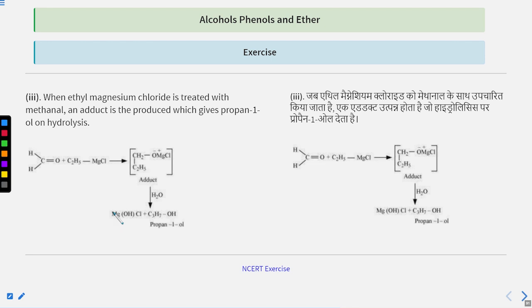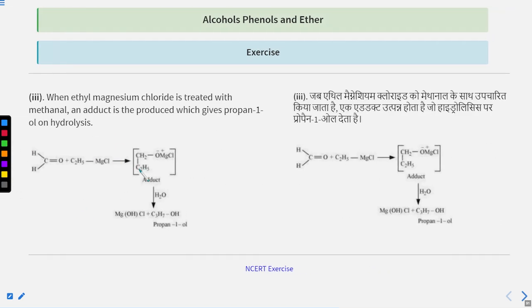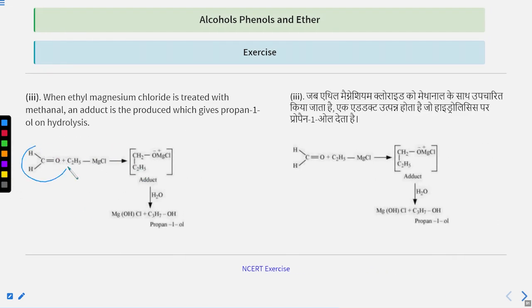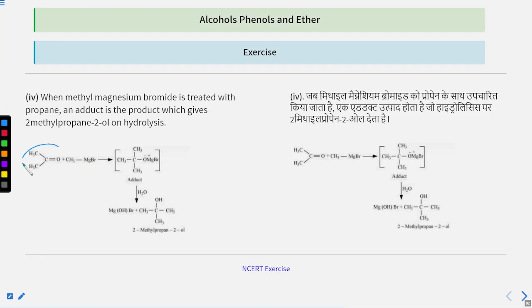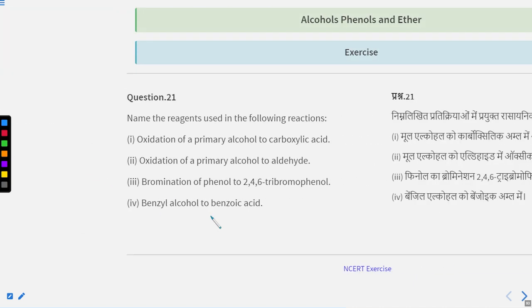Third one is this one. Okay, so this is the third one. So we treat it with formaldehyde and later protonate it with H2O to get our final product. And here also we have taken a ketone and treated it with methyl magnesium bromide, and further we have just protonated it.